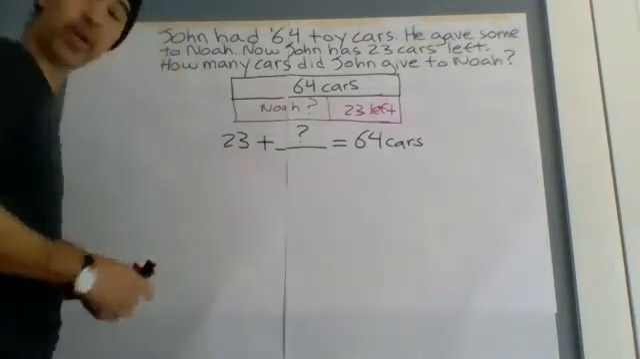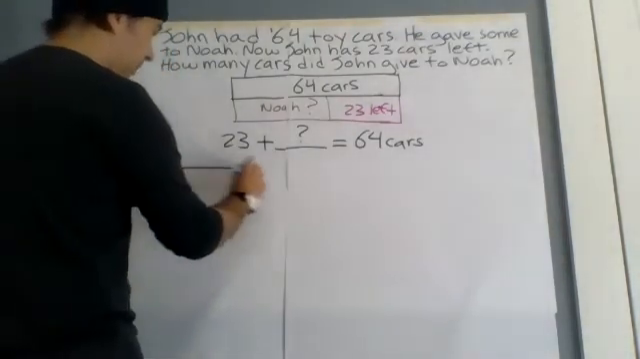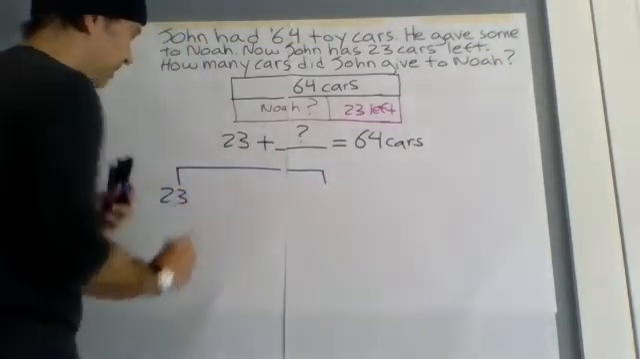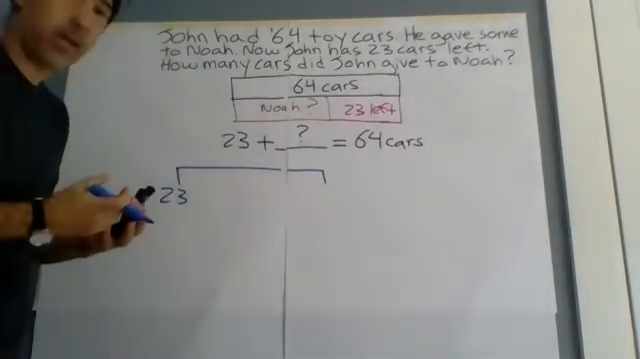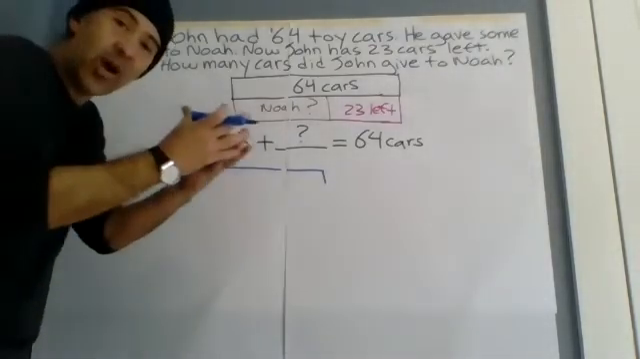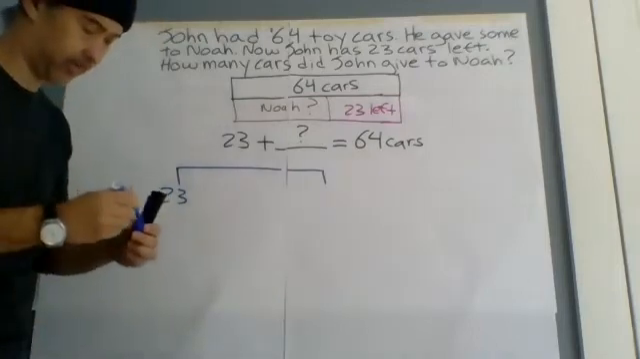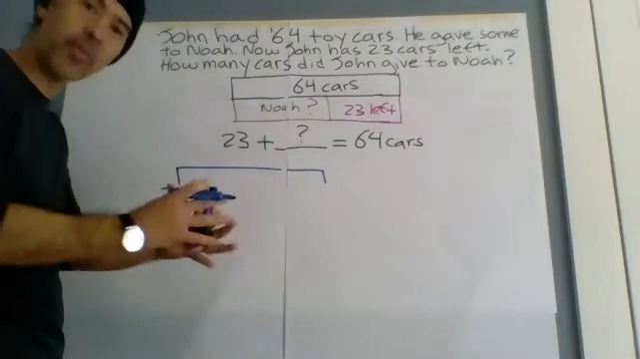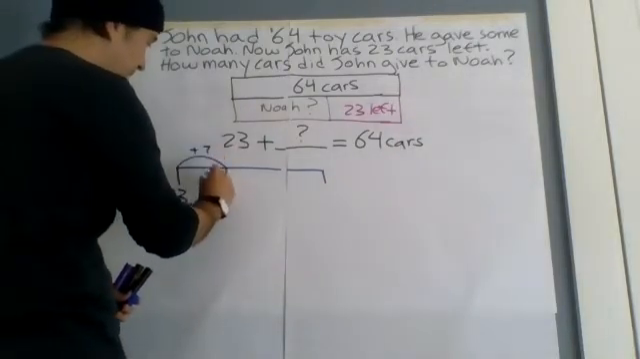Well, I really like the number line for this one. So I'm going to draw my number line, and I know that I'm going to start with the cars he had left. And I know that when I add the cars he gave to Noah, I should get 64 cars. So 23, I'm always hopping to a friendly number. I'm going to hop 7 to get me to 30.